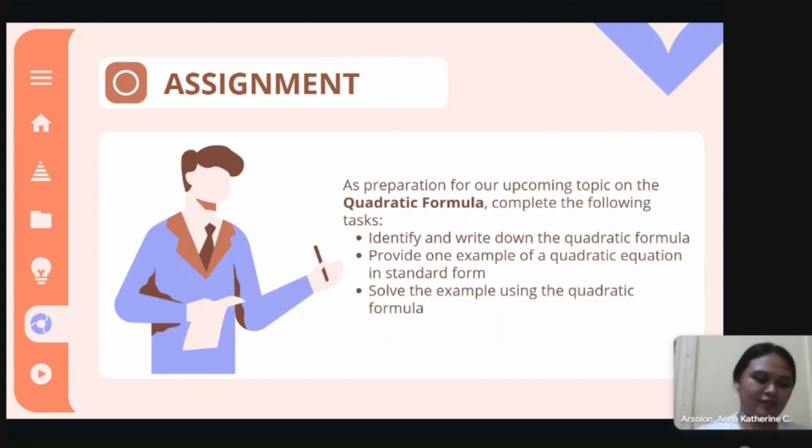Class, very good today. For your assignment, as preparation for our upcoming topic on the quadratic formula, the last of the methods of solving a quadratic equation, I'll have you identify and write down the quadratic formula, provide one example of a quadratic equation in standard form, and solve the example using the quadratic formula. You may take a picture, write it down in your notebooks, or take a screenshot.